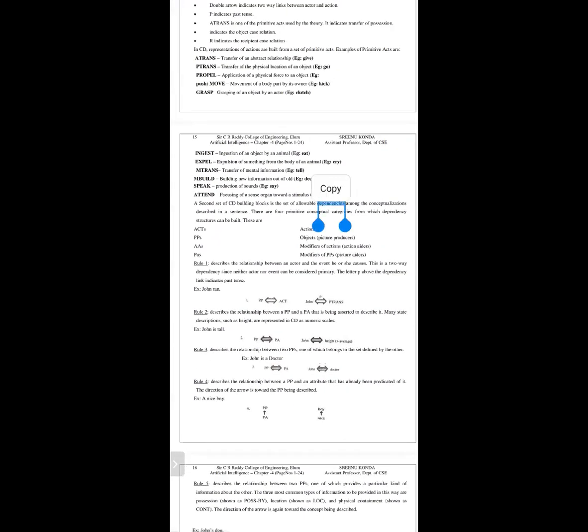Rule number one describes the relationship between an actor and the event he or she causes. For example, John ran. Here the actor is John and the event is ran. I can write it as PP double arrow act.